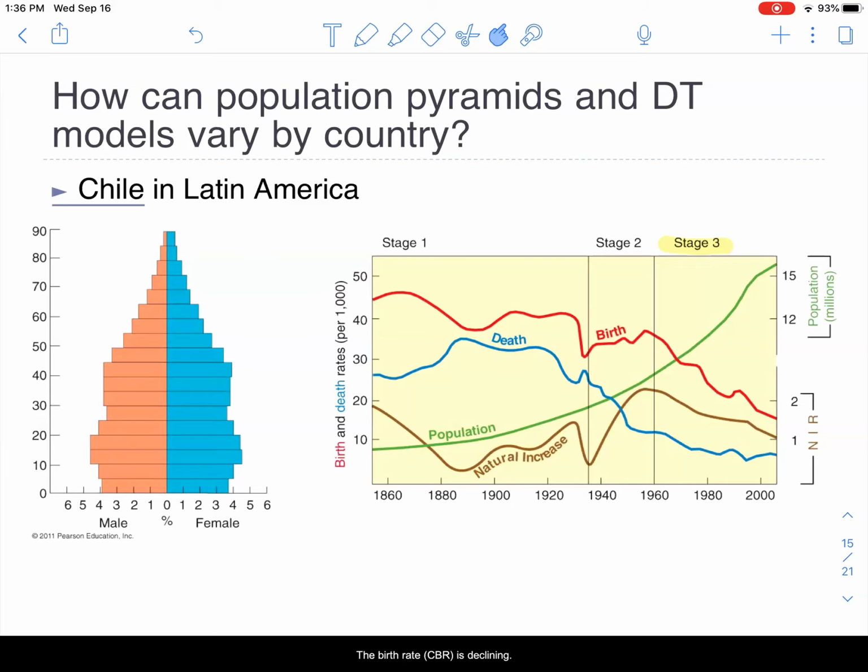The birth rate is declining. The death rate is still declining, but just not as rapidly as the birth rate, and the natural increase rate is slowing down. Population is still rising, but it's not rising as rapidly as it had been at the beginning of stage 3 by the time it's at the end.